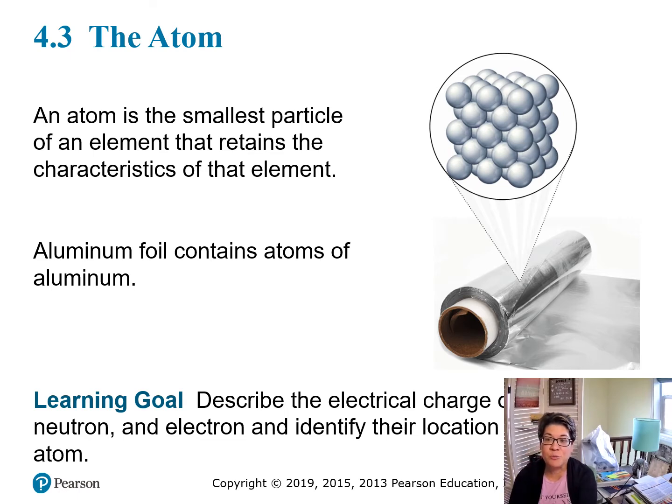So like this is aluminum foil. It's only made of aluminum atoms. So these are representing aluminum atoms. They don't actually look like balls necessarily. But this is the smallest particle that's going to retain all the properties of it. And if you get any smaller, like to the protons, electrons, or neutrons, it's no longer going to act like aluminum.